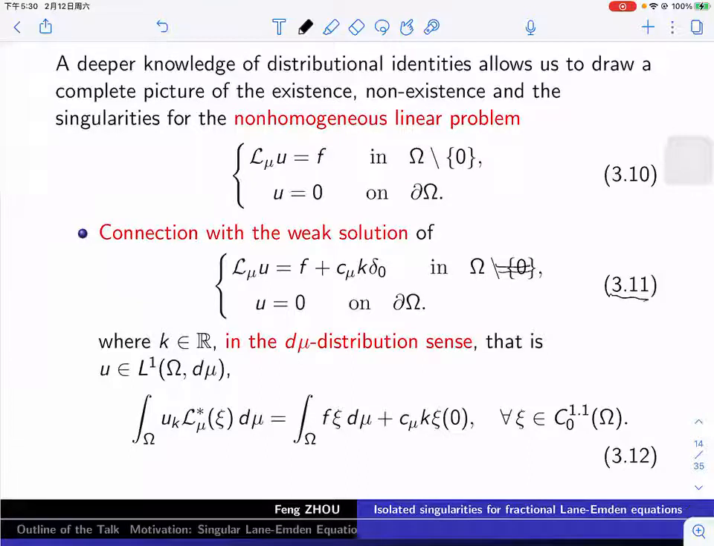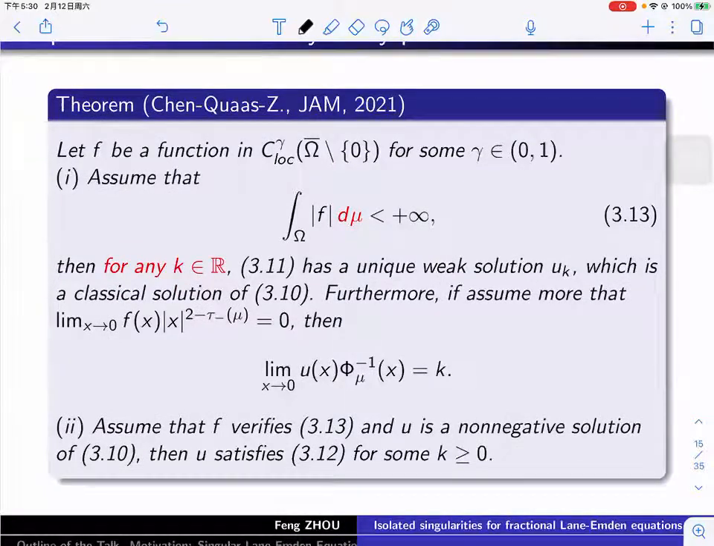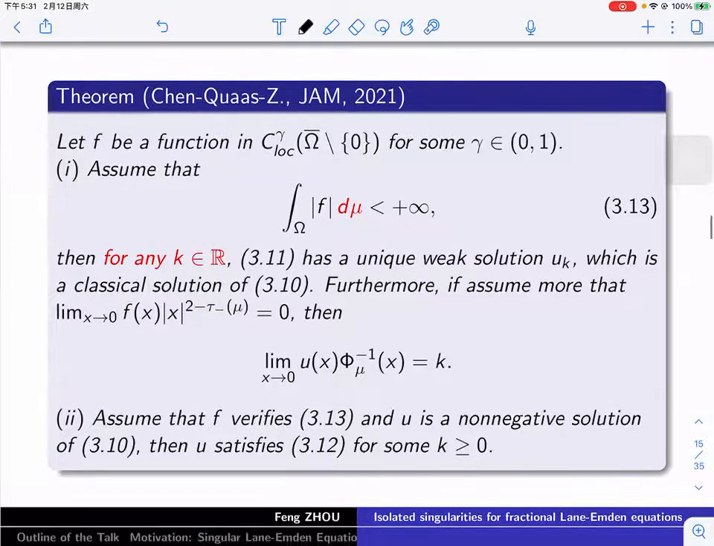And there are many other applications for these equations. For the existence, non-existence or uniqueness of this equation, we have the following theorem. Let f be a function in C^gamma_loc of omega bar minus 0, and suppose the integral of modulo of f d mu is finite. Then for any k belonging to R, the above equation has a unique weak solution u_k.